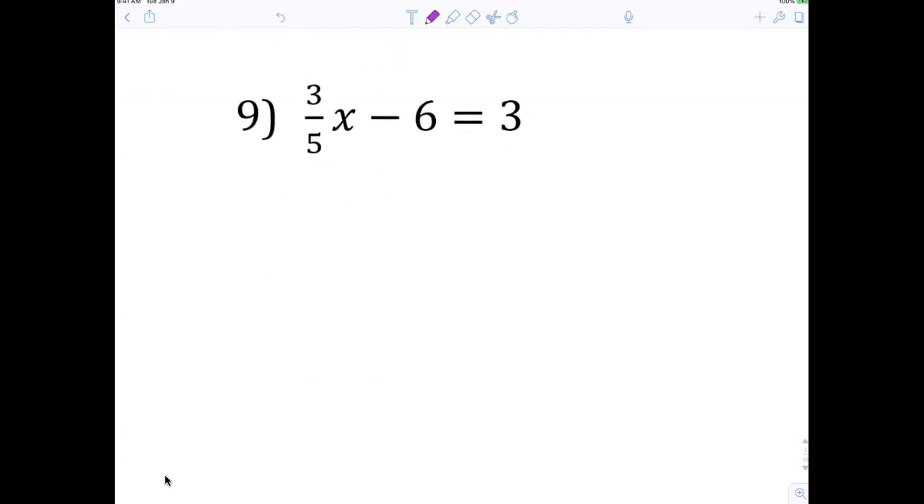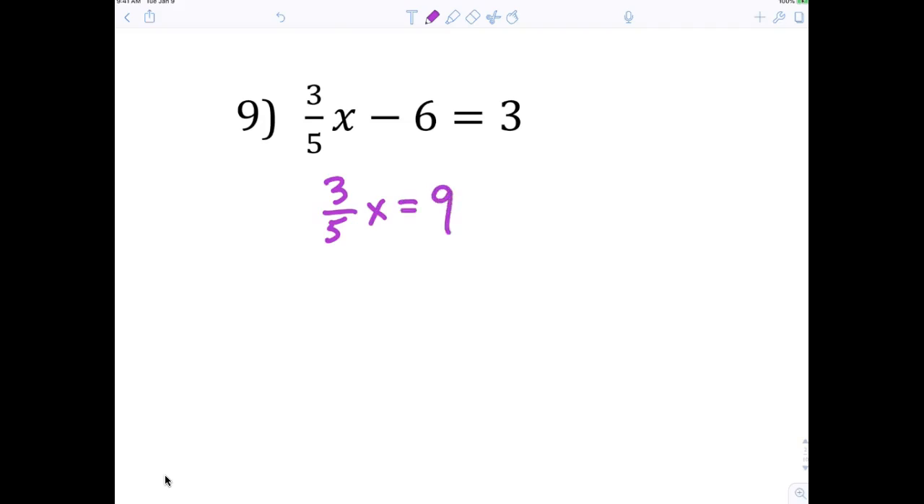Number 9. Okay, for those of you guys who had a little problem with the fraction, all right, this is a good little review problem for fractions. What do I have to do first? Tell me, Noah. Add 6. Beautiful. 3/5 x equals 9.